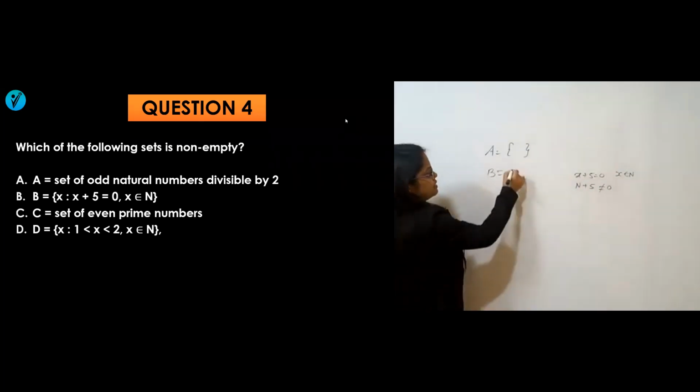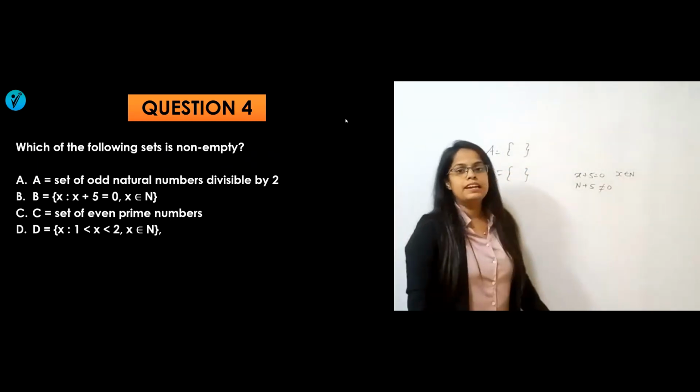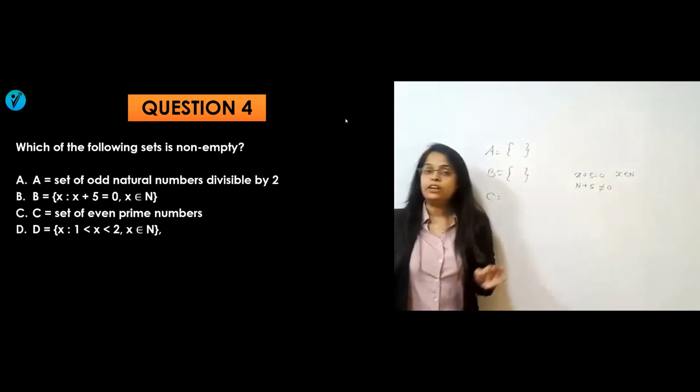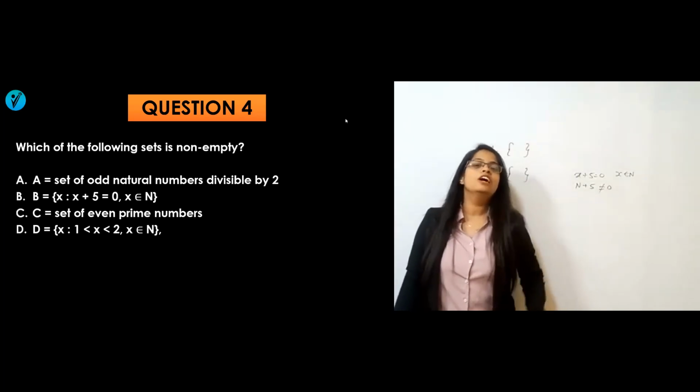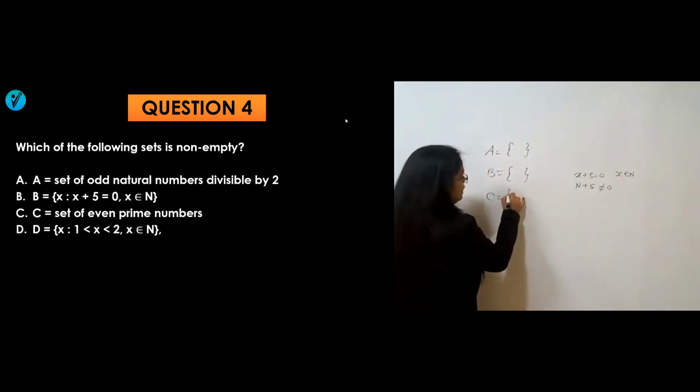So we can say that set B is also empty. Now set C. What are they saying about set C? Set of even prime numbers. We know that there is only one even prime number, which is 2.